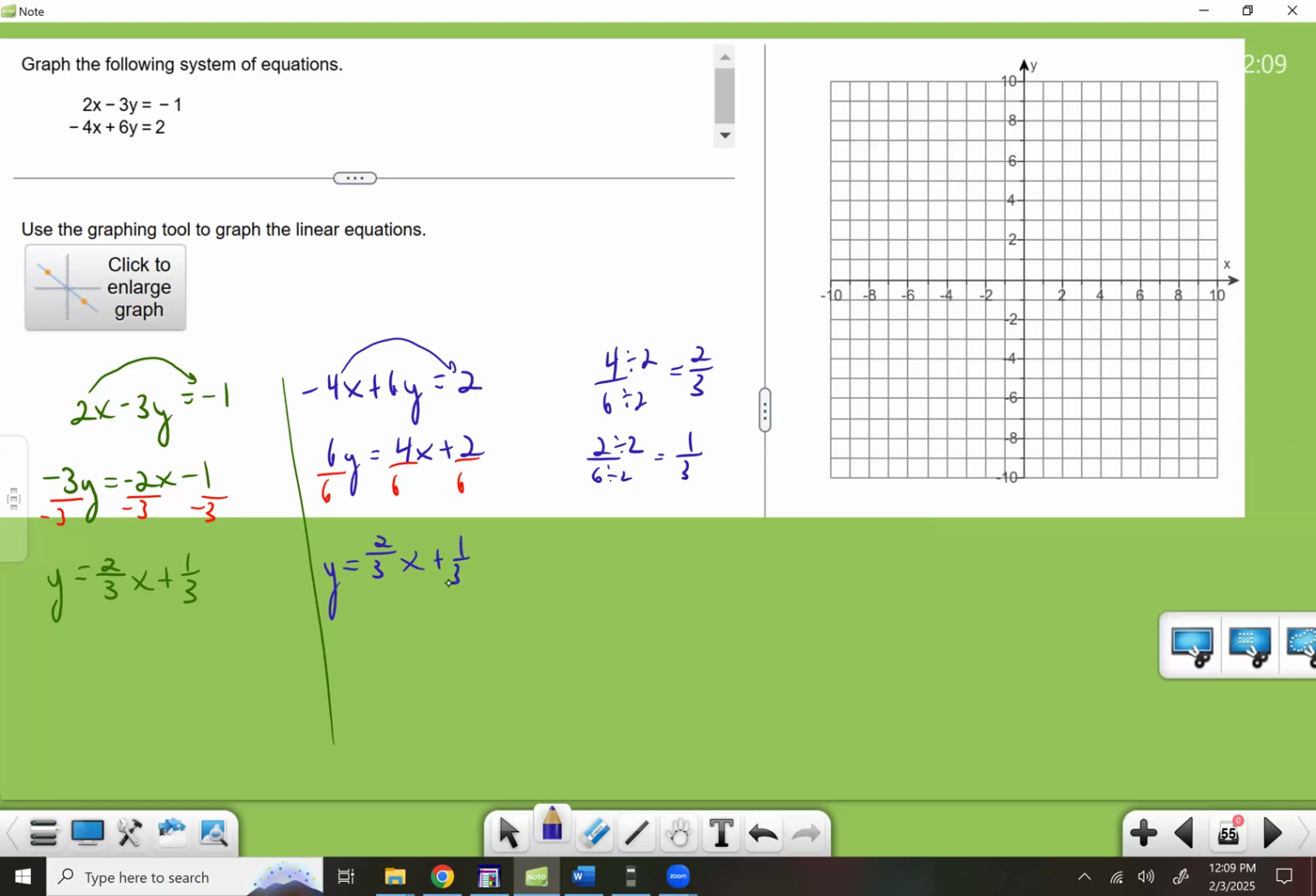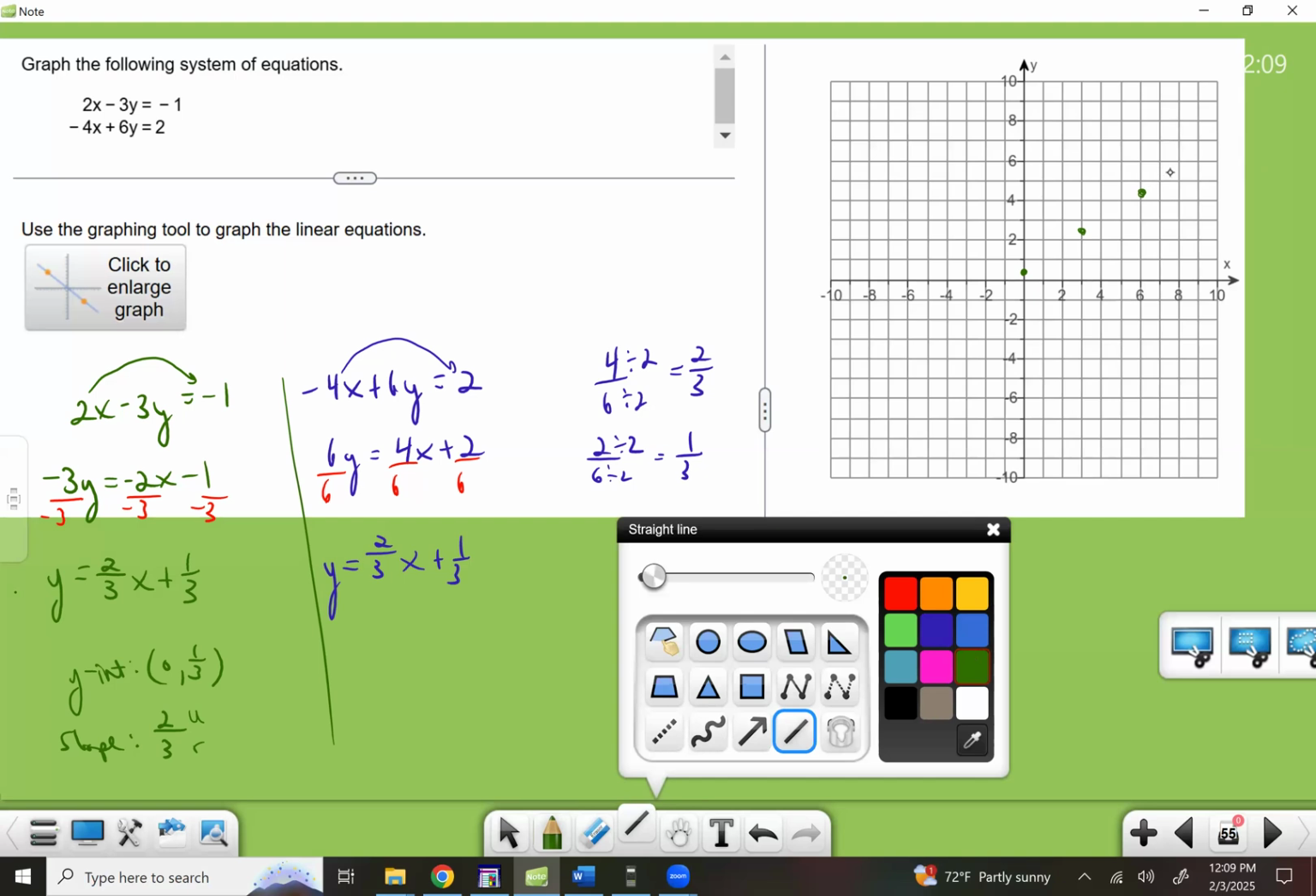Now what you'll notice is that this is actually the same line twice. So for this one, our y-intercept is going to be 0, 1/3. And then our slope is 2/3. So I would go to 0, 1/3 and put a dot. And then from there, since they're both positive, I'm going to go up and to the right. So up 2, right 1, 2, 3. Up 2, right 1, 2, 3. So something like that. I'm going to go ahead and draw the line through that in green.